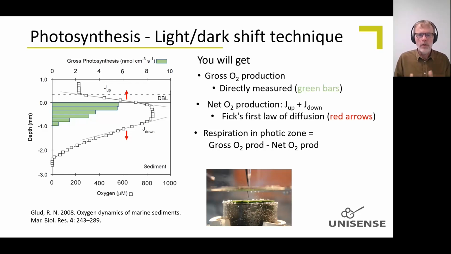You would typically have to incubate the system in darkness to see the respiration, but in this case, you can actually do it in light and at the relevant oxygen concentrations. If you did this in darkness, oxygen concentration would be very low, and oxygen penetration would also be much lower.